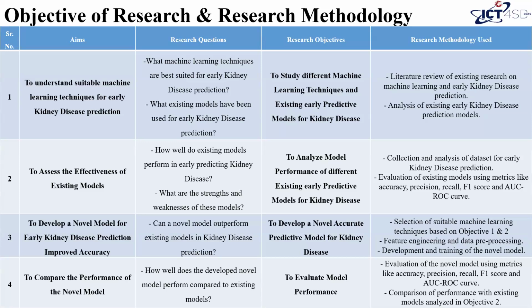kidney disease prediction models. Second is to assess the effectiveness of existing models. Research question: how well do existing models perform in early predicting kidney disease? What are the strengths and the weaknesses of the models? Research objective: to analyze the performance of different existing early predictive models for kidney disease. Research methodology: collection and analysis of datasets for early kidney disease prediction, and evaluation of existing models using metrics like accuracy, precision, recall, F1 score, and AUC and ROC curve.